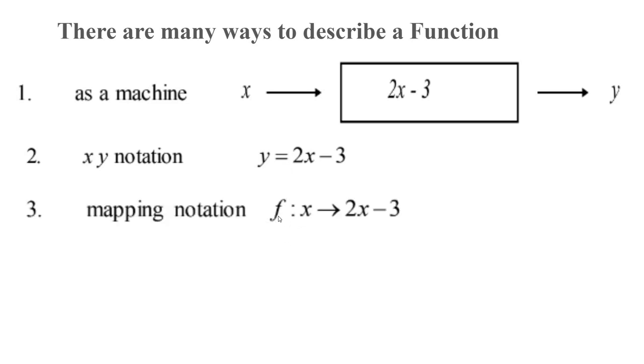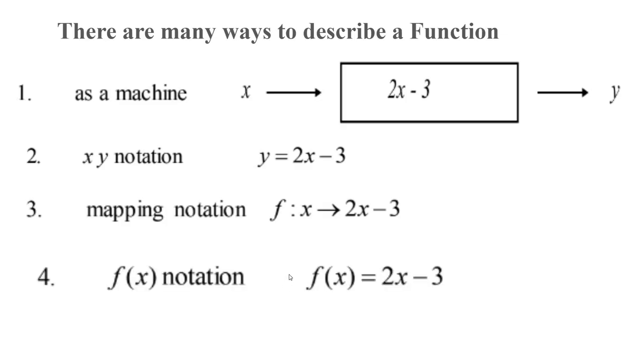Or you can write it in this mapping notation. And you've got a little arrow, and f of x takes x and it maps it to 2x minus 3. Or this notation: the value of the function at x is equal to 2x minus 3. This f of x is another way of saying y. In a way, yeah, but it's telling you something.